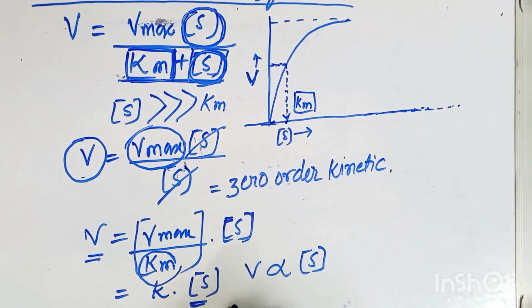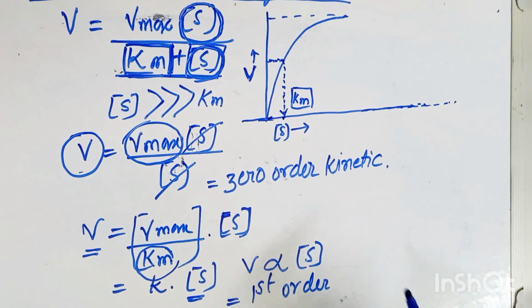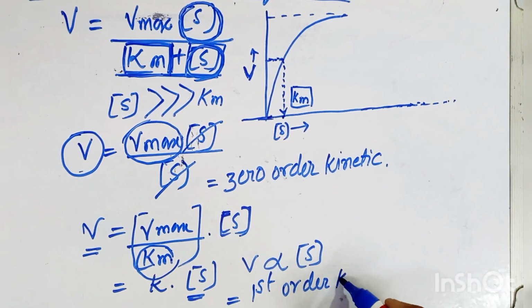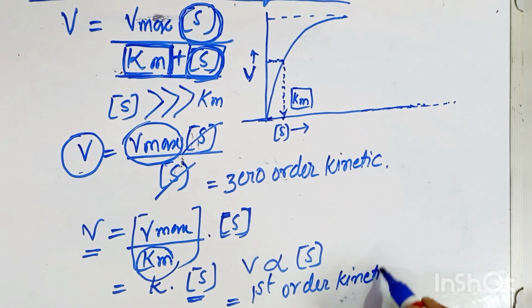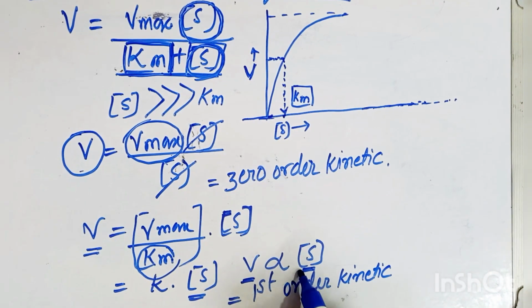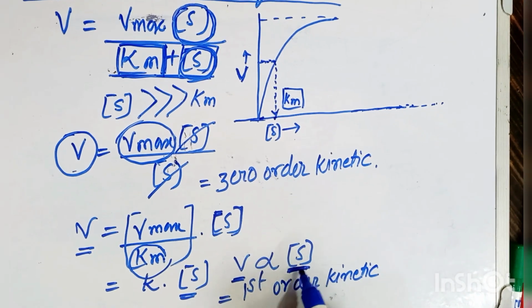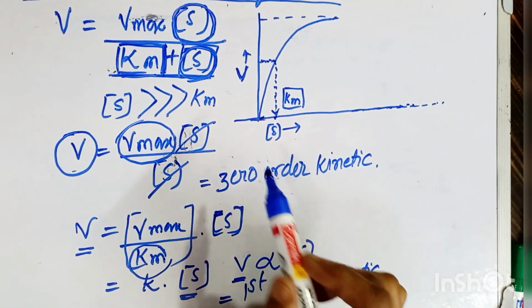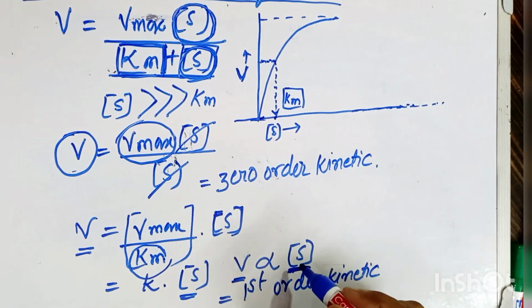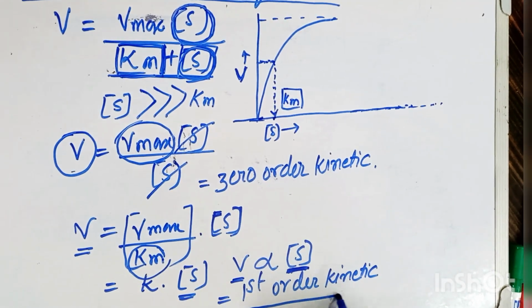And this is the first order reaction. This is first order kinetics, because why? Because the velocity now depends on the substrate concentration. It depends on a single parameter, the substrate concentration. Here it was not depending on substrate concentration, but here it depends on substrate concentration, and so we say that is the first order kinetics.